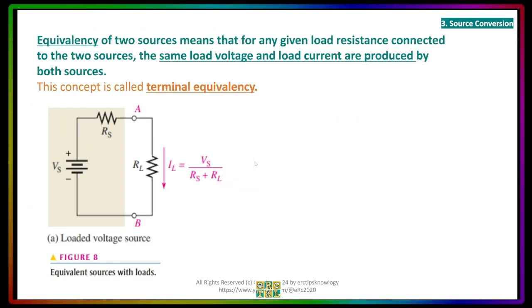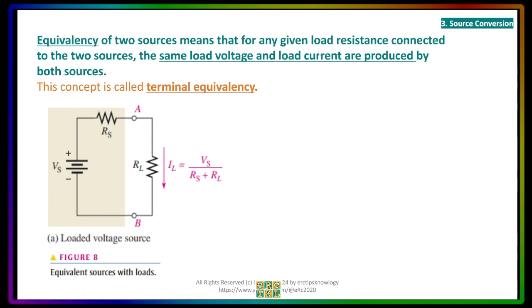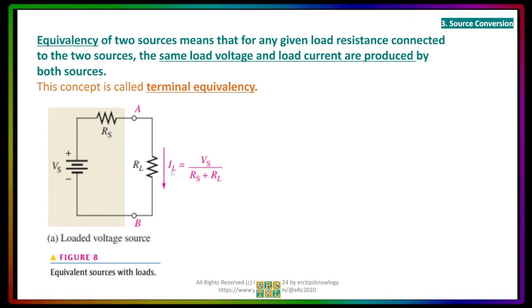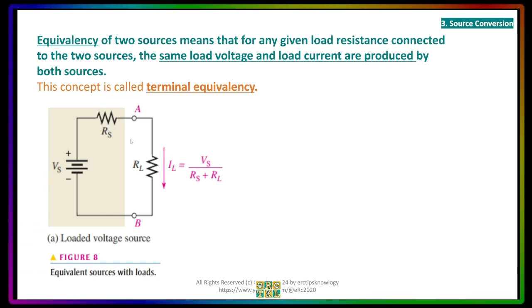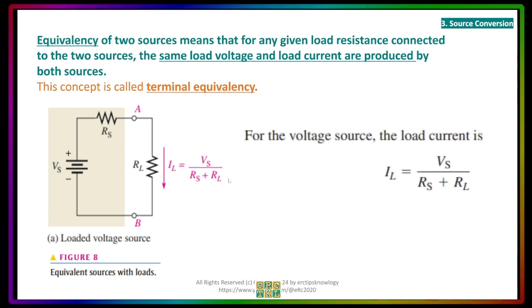Now let's first understand the concept of terminal equivalency. Equivalency of two sources means that for any given load resistance connected to the two sources, the same load voltage and load current will be produced by both sources. So as you can see here, the IL by formula is equal to Vs divided by the total resistance of Rs plus RL, because this is series. Now for the voltage source, the load current is Vs over Rs plus RL.